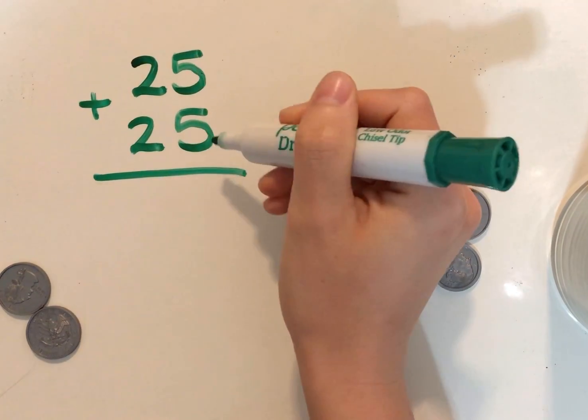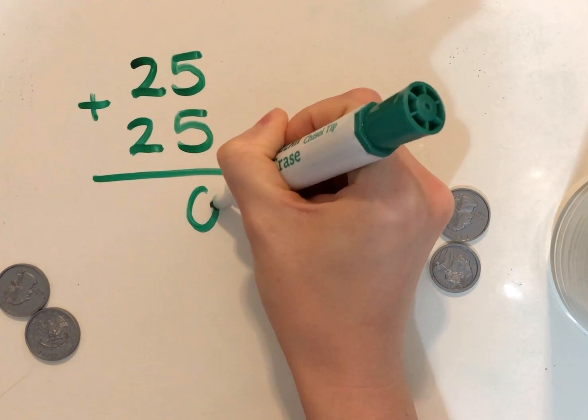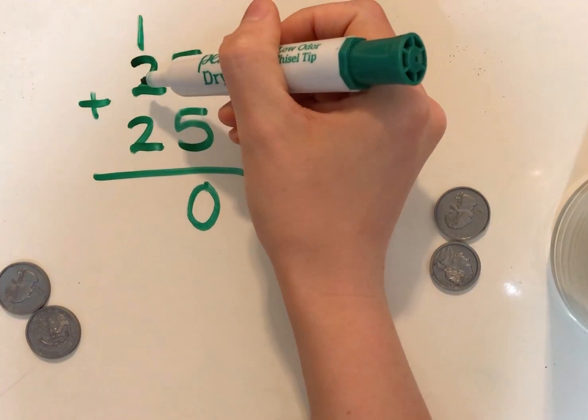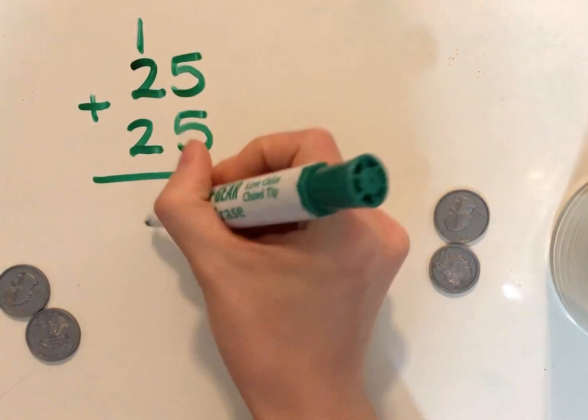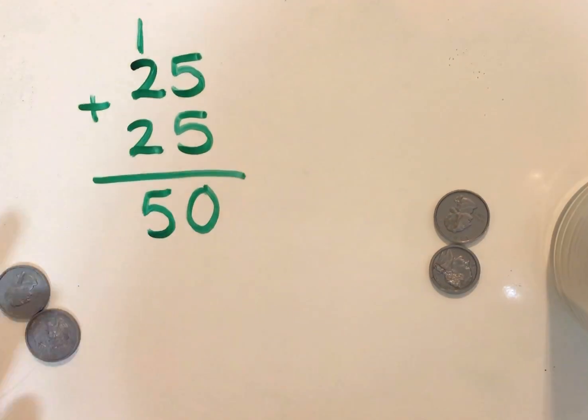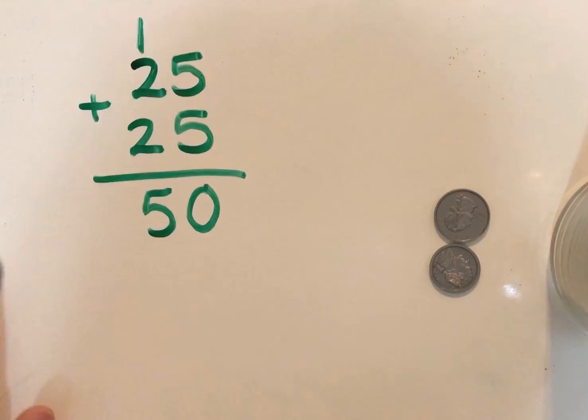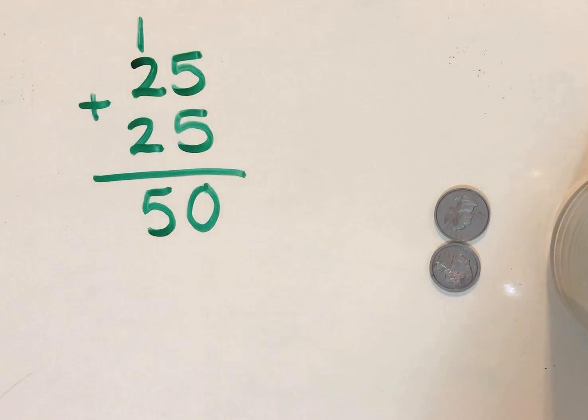So 5 plus 5 is 10. I carry the 1 up here. 2 plus 2 is 4. Add 1 more, and that is 5. So right here is 50 cents. That'd be half a dollar, it's 50 cents. So I'm going to keep adding.